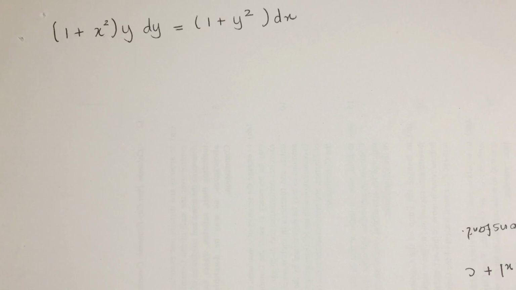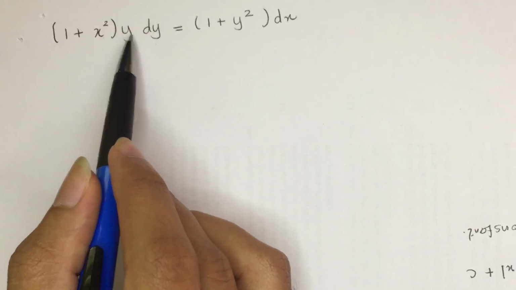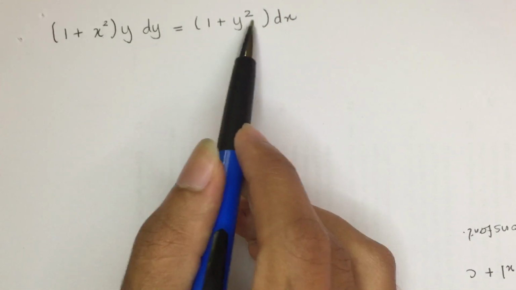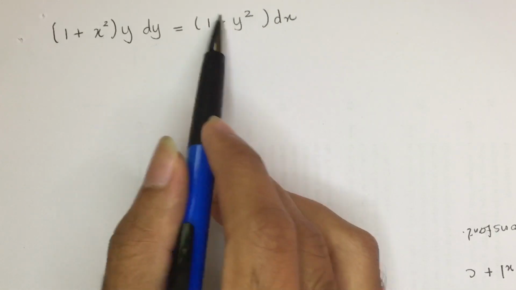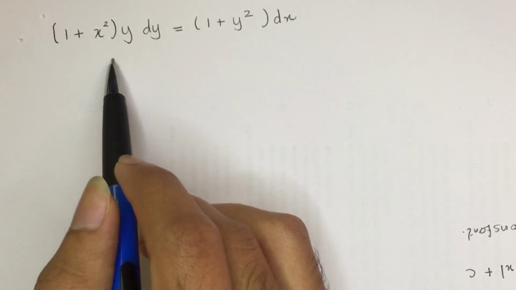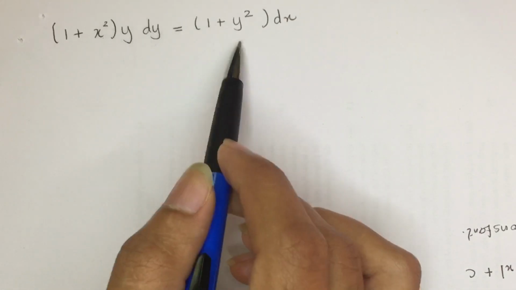Okay, let's start the work. We can directly see there is a y part, y into dy, and there is an x part. So how do we bring this part over here? Let's bring this 1 plus y² to this side by cross multiplying. Likewise, we can write this 1 plus x² on this side by cross multiplying.